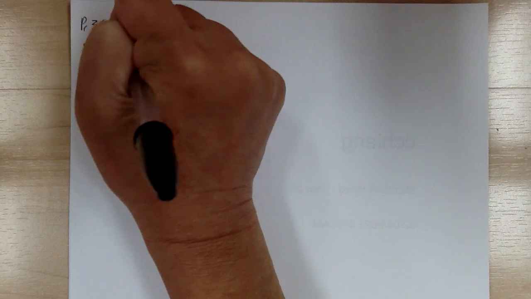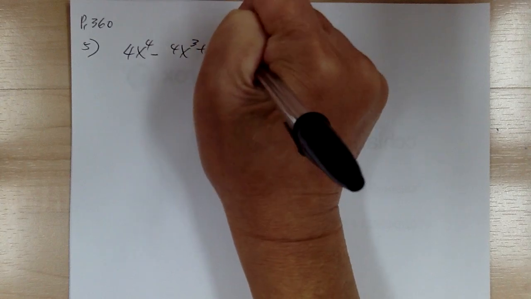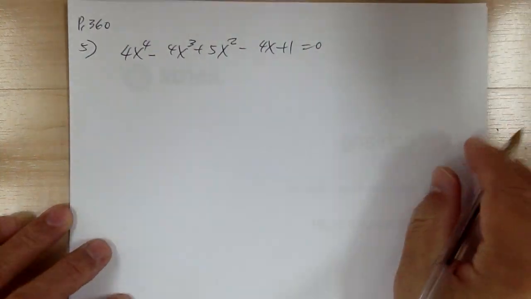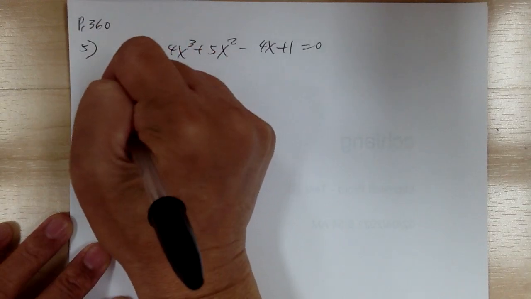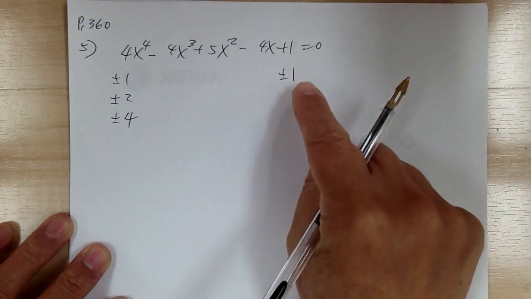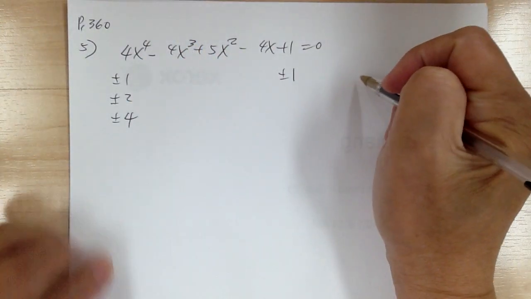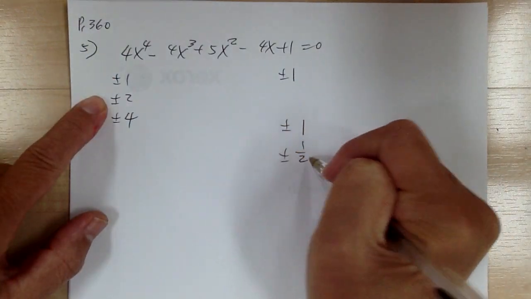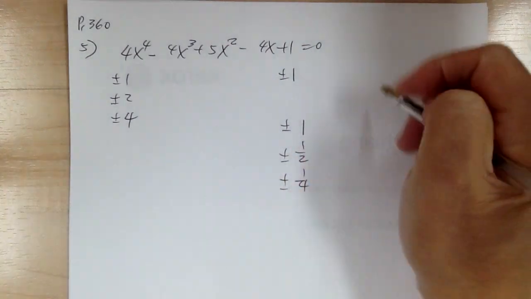Okay, number 5, you have 4x to the 4 minus 4x to the 3 plus 5x squared minus 4x plus 1 equal to 0. Okay, so the coefficient of it is 4, so the factors of this would be plus or minus 1, plus or minus 2, plus or minus 4. This one would be plus or minus 1. So this over this would be plus or minus 1. This over this would be plus or minus 1/2. This over this would be plus or minus 1/4. Okay, so these are the 6 numbers that you want to try.